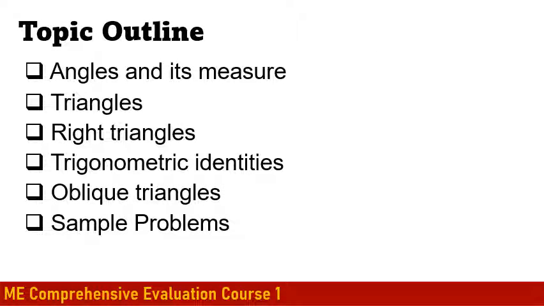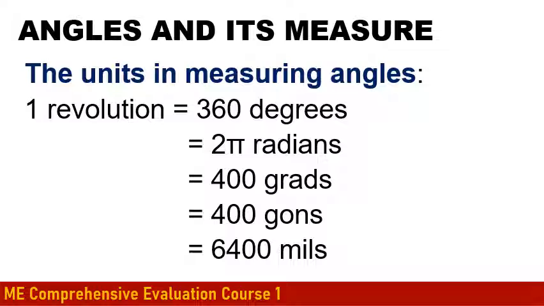Let us start first with the angles and its measure. The units in measuring angles are shown here in the presentation. 1 revolution is equivalent to 360 degrees, 2 pi radians, 400 grads, 400 gons, and 6,400 mils. So, if you want to convert one unit to another, all you have to do is to use these conversion factors.